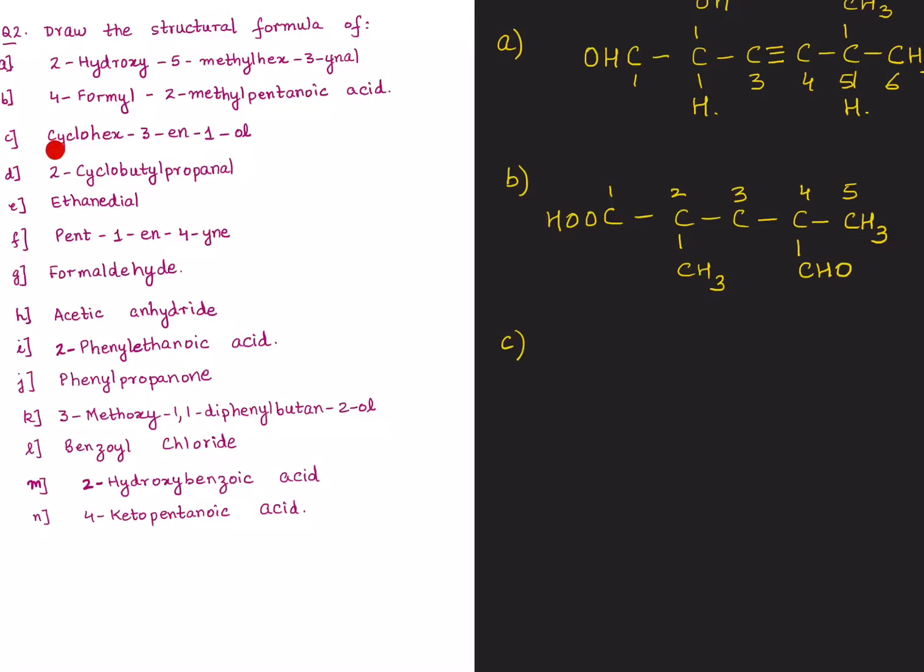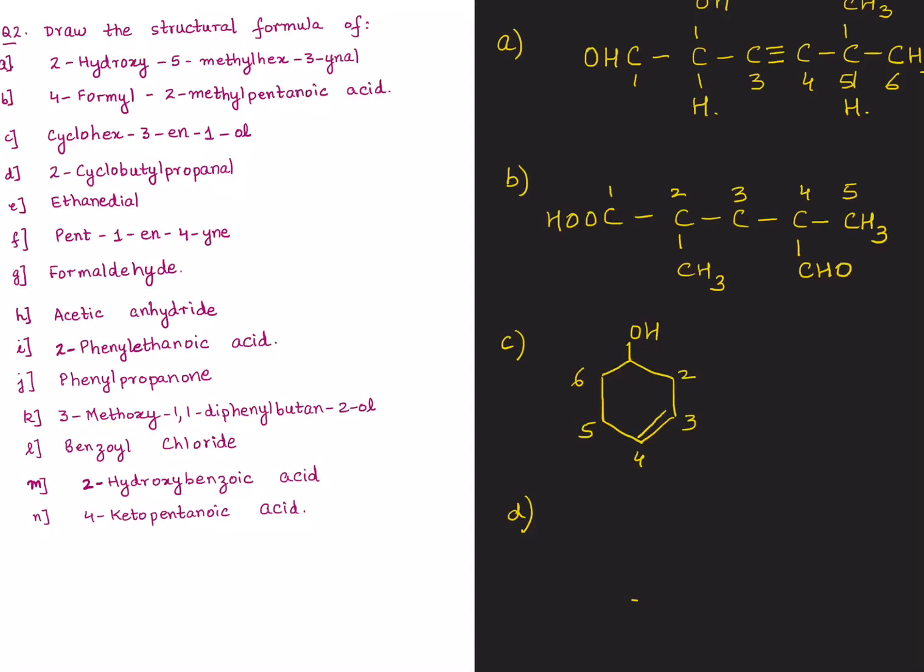Cyclohex. Now, if you notice over here, there's a primary prefix telling me that the 6 carbon atoms are present in a cyclic manner. Cyclohex, 3-ene, 1-ol. So that means, supposing I give this position number 1, 2, 3, 4, 5 and 6. At the first position, I have ol, so this becomes my OH, right? 3-ene means my double bond is in between carbon number 3 and 4. And that gives us our structure number C.